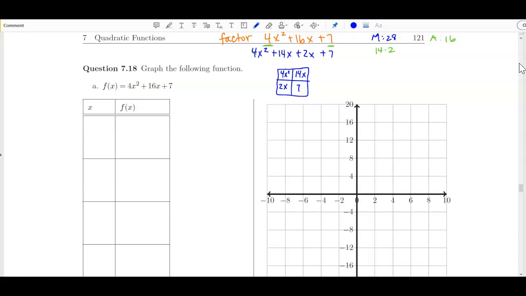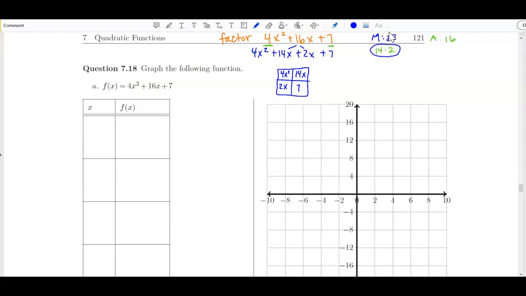Okay, let's see where you guys are at. So we did 4 times 7 equals 28. So what multiplies to be 28 and adds to be 16? If you list out all the possibilities of what times what is 28, we find that positive 14 and 2 multiply to be 28 and add to be 16. So those are what we want to put when we're breaking down the 16x. We'll break it down to 14x plus 2x.